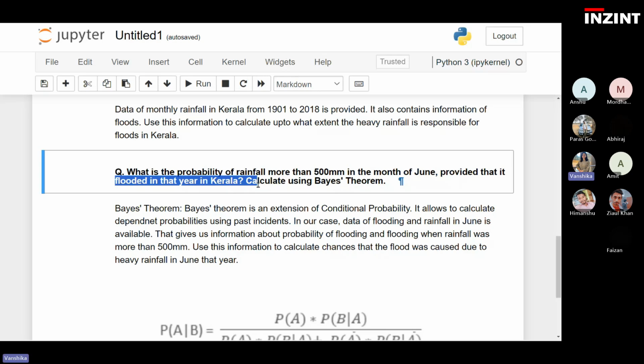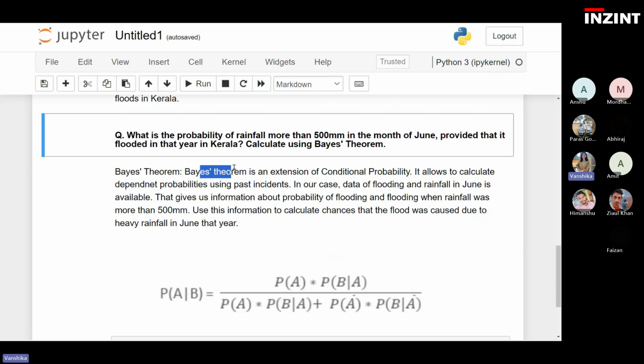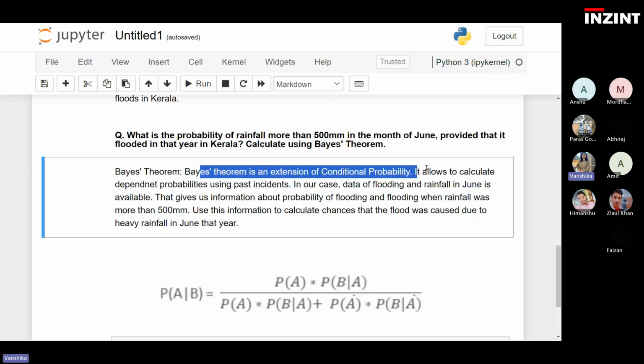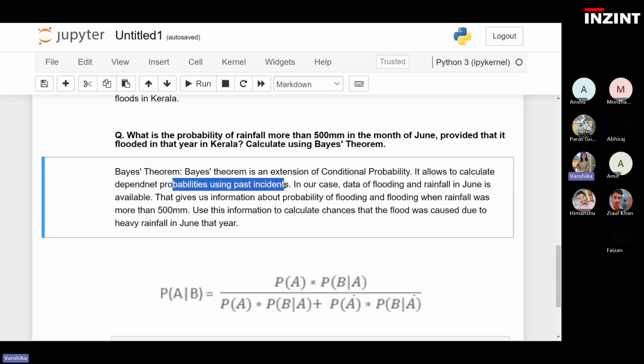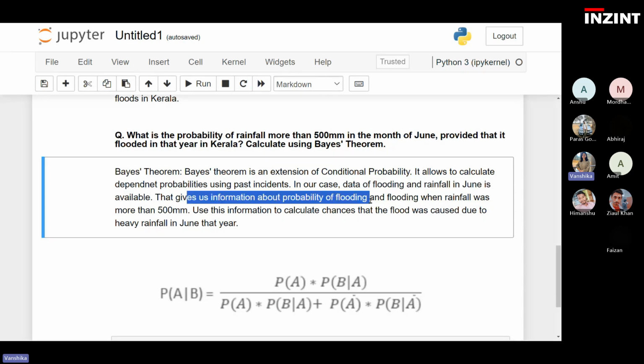All right. So what we have to do, we are going to use Bayes theorem and we are going to calculate the dependent probabilities based upon past incidents. So in our case, the data of flooding and rainfall in June is available and it is going to give us information about flooding and flooding when rainfall was more than 500 millimeter.